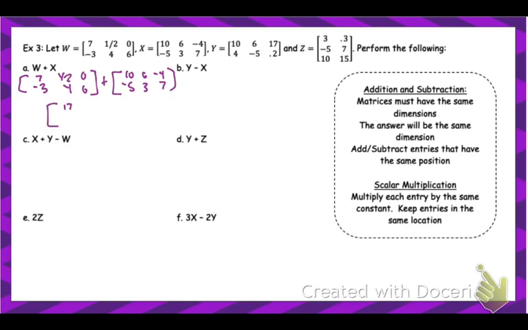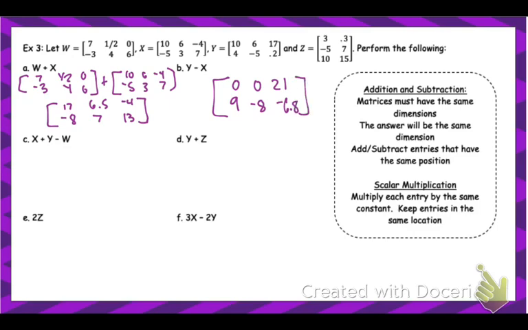So this becomes 17, negative 15, 6.5. Oh, I'm multiplying. Whoops. 17, negative 8, 6.5, 7, negative 4, and 13. Y minus X, I would just again subtract those entries. So 10 minus 10, 6 minus 6, 17 minus negative 4, 4 minus negative 5, negative 5 minus 3, and 0.2 minus 7. Whoops. Negative 6.8.